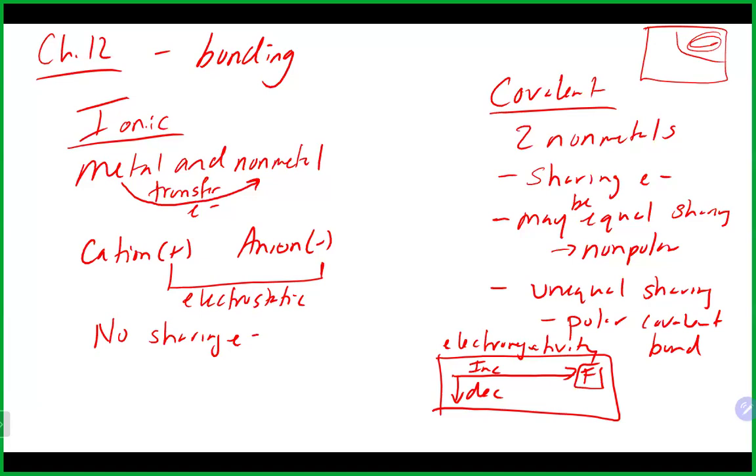The result of this unequal sharing of electrons, or polar bond, is that in a polar bond we will get a separation of charge. We talked about HF, for example. Fluorine, being the more electronegative, will create a partial negative charge on the fluorine and a partial positive charge on the hydrogen. And that again is based on the unequal sharing of electrons that is occurring.